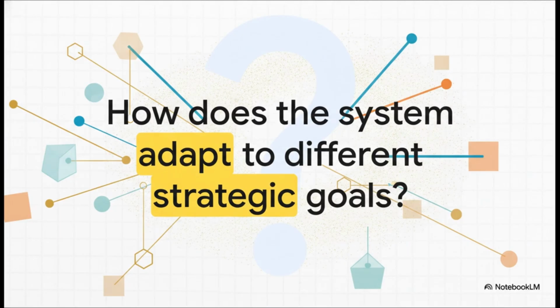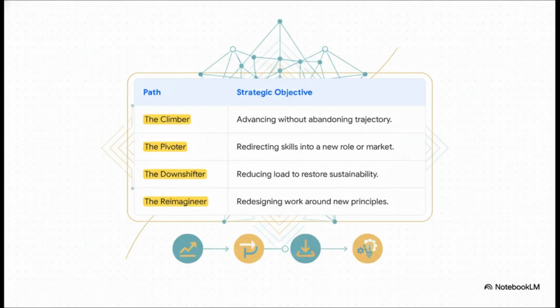And that raises a critical design question. How does a single system adapt to fundamentally different strategic goals? How does it maintain its integrity and effectiveness across various scenarios? The answer lies in these four primary strategic paths. The system essentially has four core configurations.